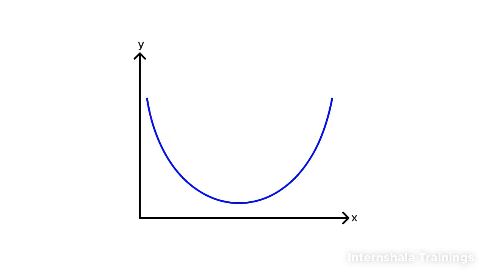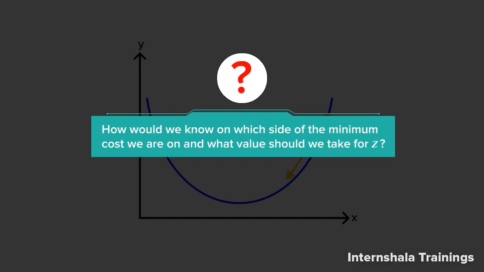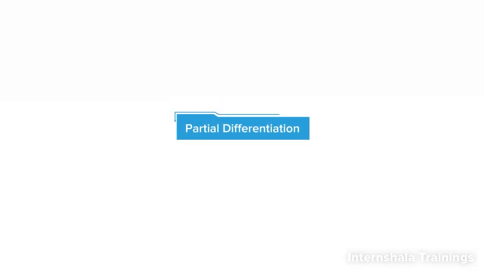Now consider the second case, where the current value of the cost function is on the right side of the minimum cost. In this case, what do you think we should do? Clearly, we need to decrease the value of m, which means zm has to be positive. By doing that, we will move towards the minimum cost. But the question is how? How would we know on which side of the minimum cost we are on, and what value should we take for z? Say hello to partial differentiation.